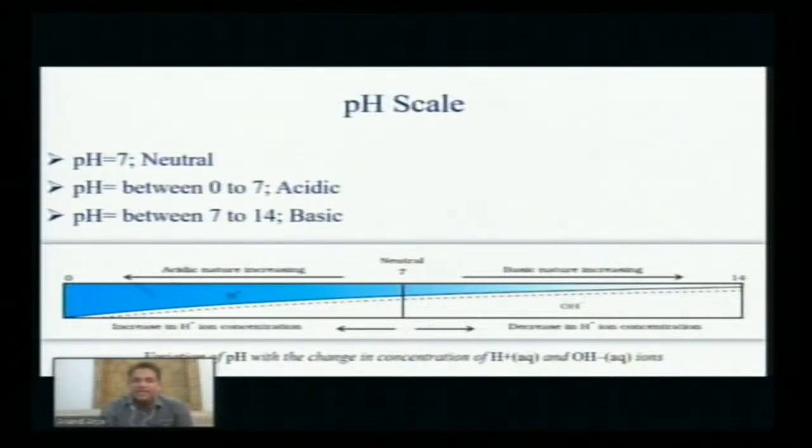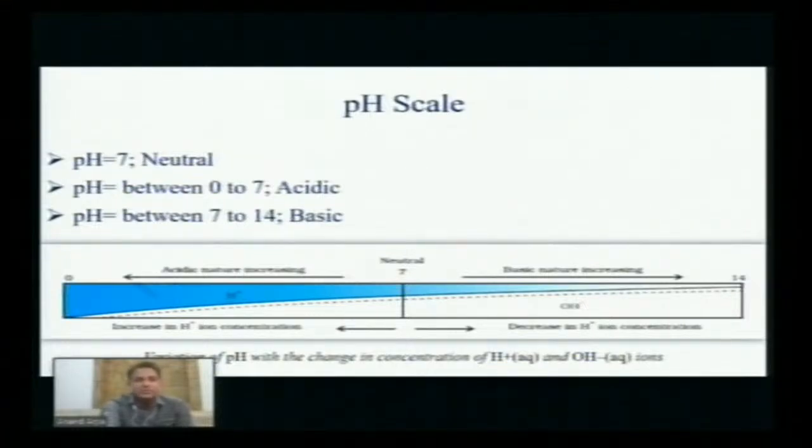Similarly, if we have bases with pH 8 and 10, the base with pH 10 is more basic in nature. And this is the pH scale. So we can say that if the pH of any solution is 7, then it is a neutral solution. The pH of a neutral solution will always be 7. So pure water has a pH of 7.